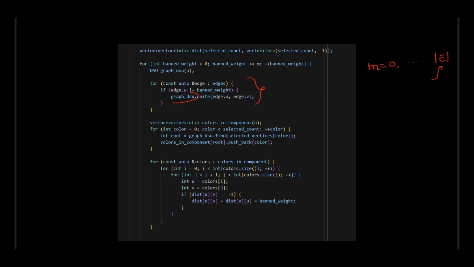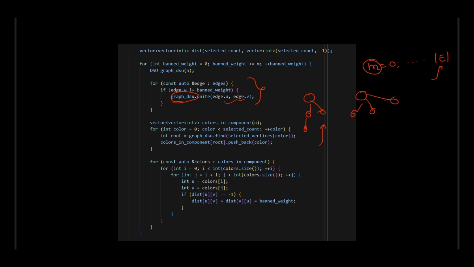You call it the graph DSU, and if the edge does not have weight equal to the banned edge, which is equal to m, you combine those into one connected component. Once done, there will be multiple connected components that get created as a result.